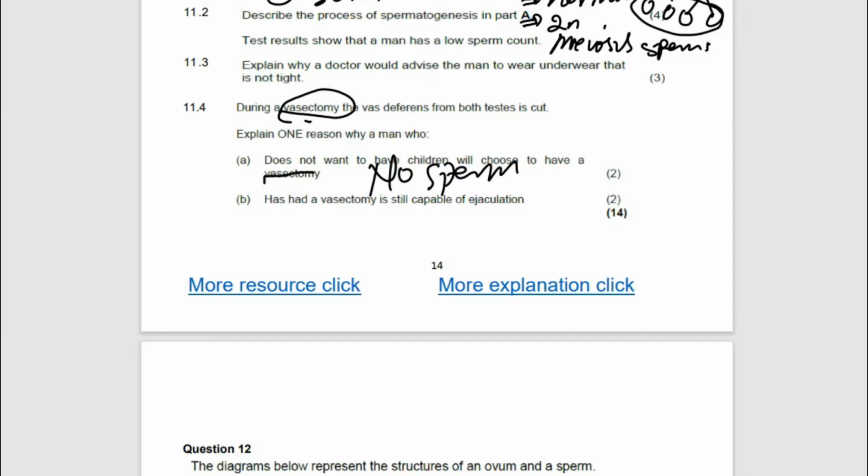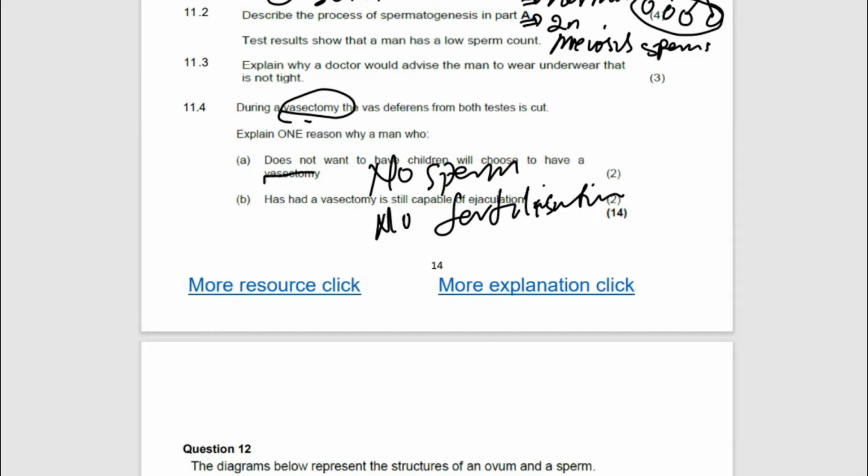So what is the answer in the exam? You can say that there will be no sperm in the semen, therefore no fertilization will take place. So no sperm, no fertilization. If you don't have sperm, no fertilization.